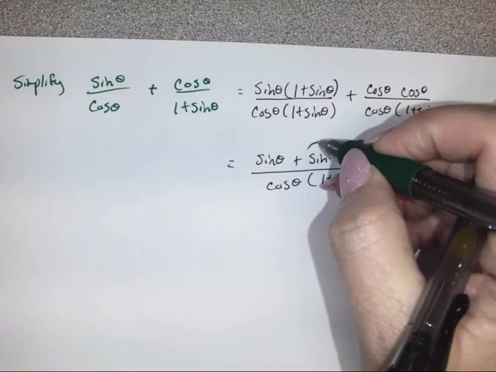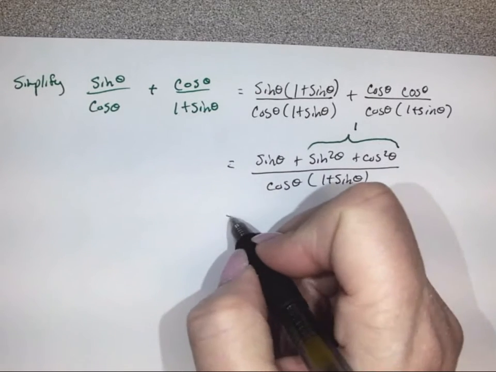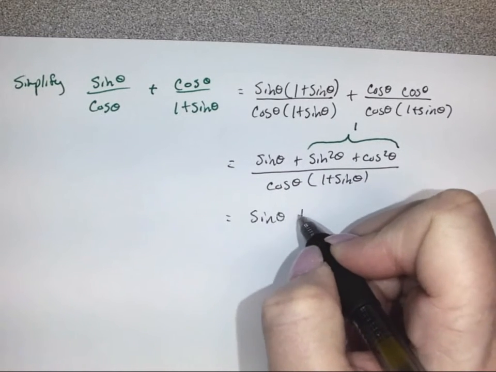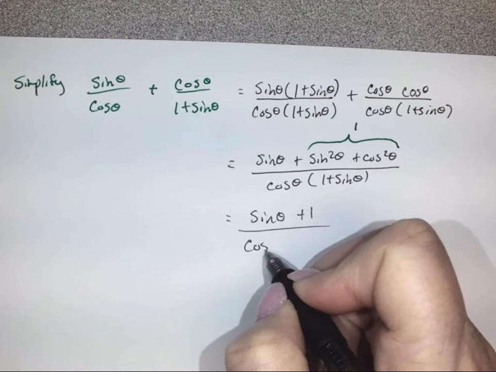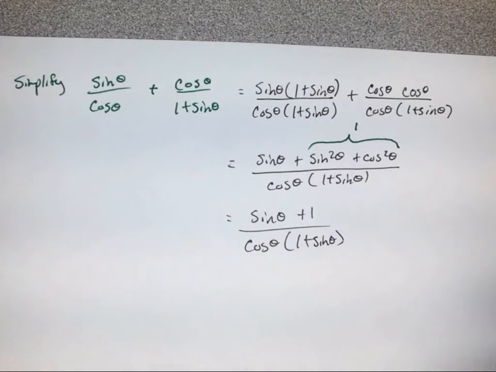Now, things you need to start recognizing, if we have sine squared plus cosine squared, that is a Pythagorean identity and it is equal to 1. So now we have sine theta plus 1 over cosine theta times 1 plus sine theta. Notice I did not distribute to the denominator. I don't do the distribution to the denominator until the very end because you never know if you're going to be able to cancel some stuff out first.